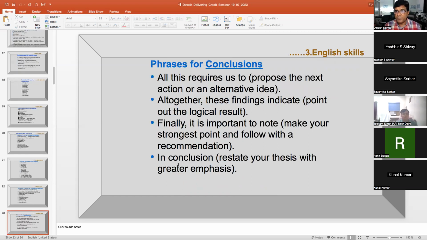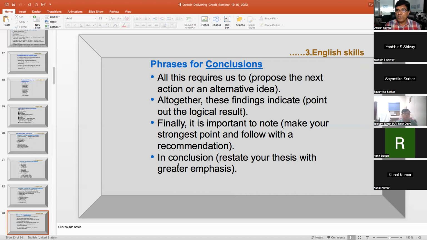Then phrases for conclusions. Finally, you will conclude your thesis, your talk or your seminar. So how can you make the beginning? You can say "all this requires us." So you can propose the next action or an alternative idea: "All this requires us to give thrust on this," or "to not do this." "Altogether, these findings indicate" is another alternative phrase.